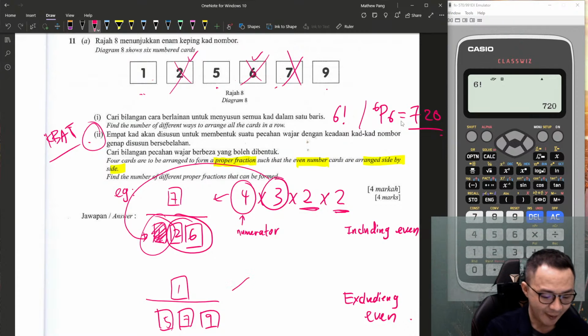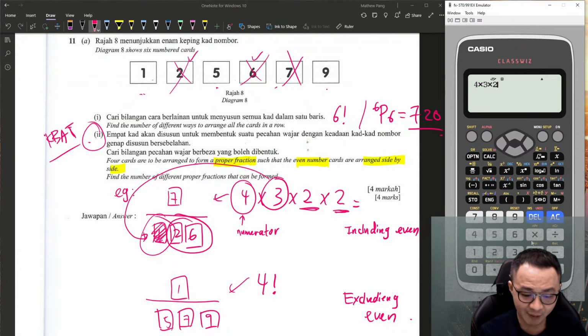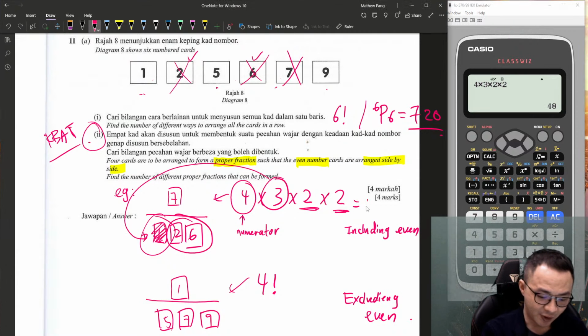If I exclude them, then this one is basically, okay, for the top you have 4 choices, and then the bottom, yeah, it's 4 factorial. 4 times 3 times 2 times 1, right? So for this one you have 4 factorial. So let me multiply 4 times 3 times 2 times 2. So you have 48.